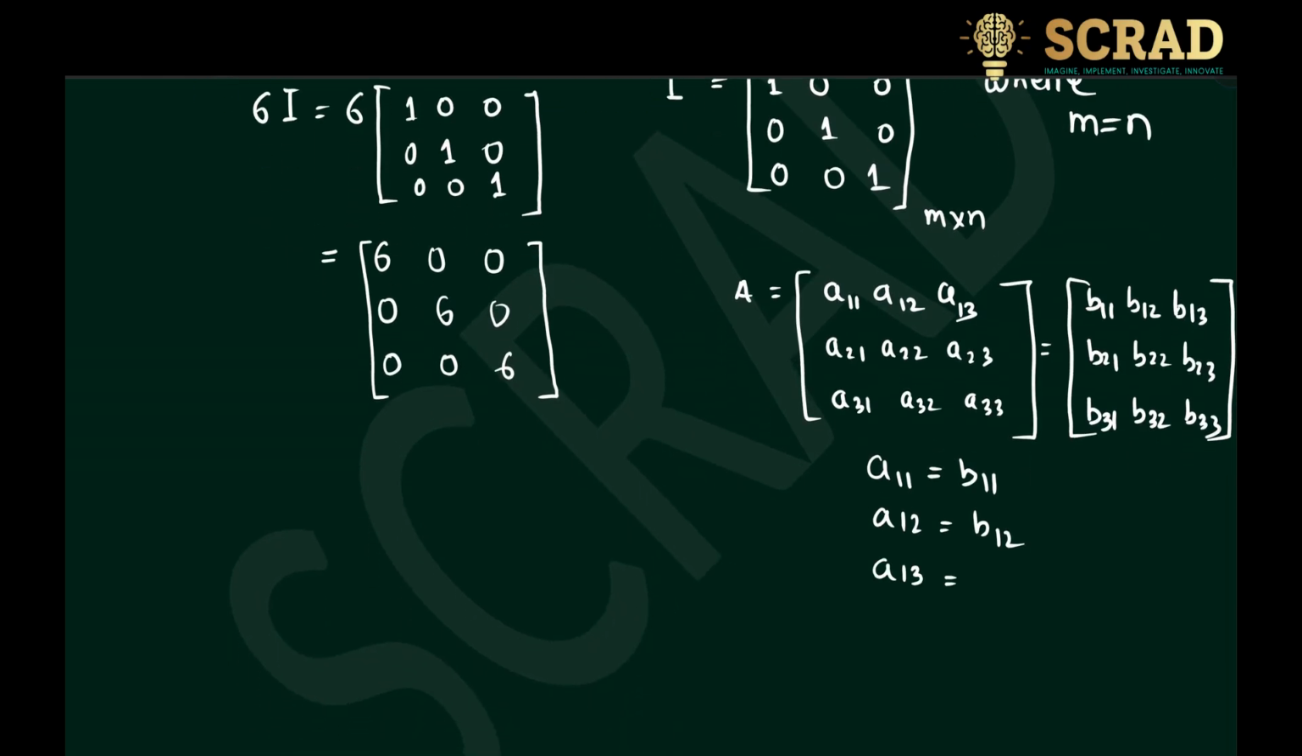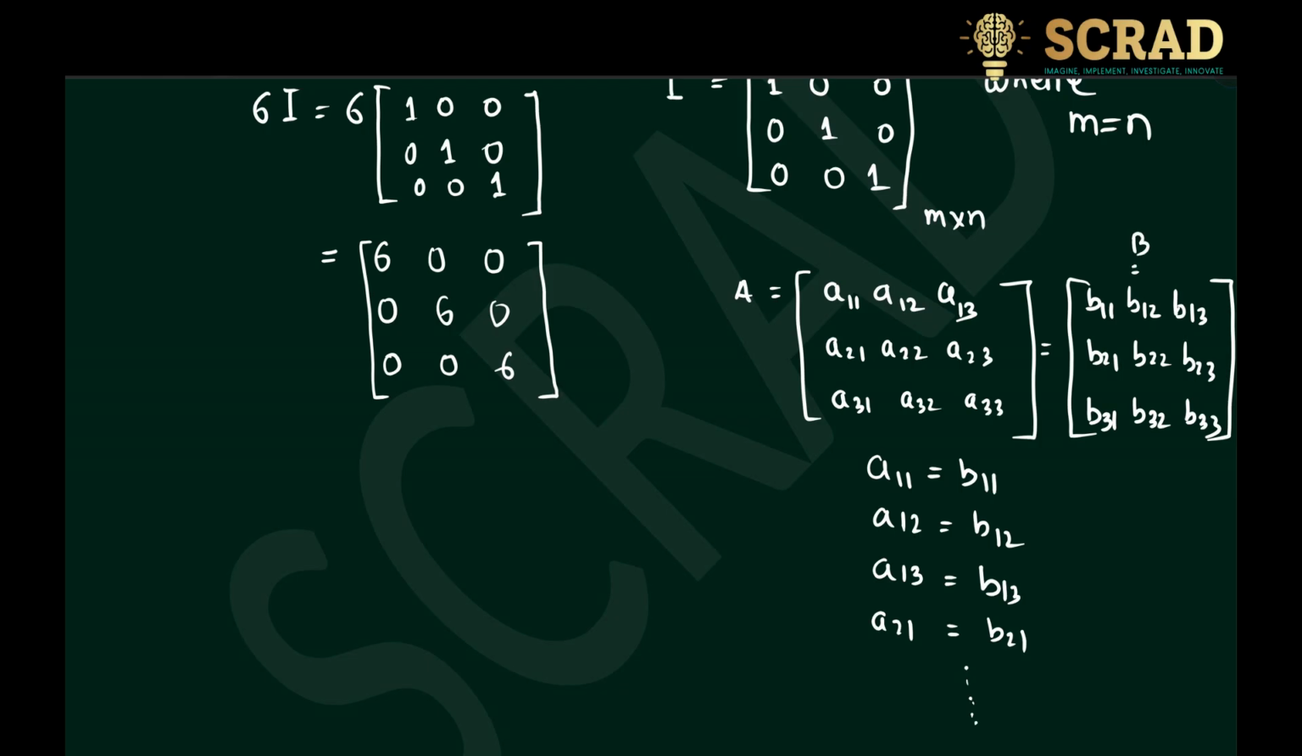A13 must be equal to B13, like that. A21 must be equal to B21, like that. You can imagine, every element at its respective position of both the matrices must be equal. Then only we can say both the matrices are equal.